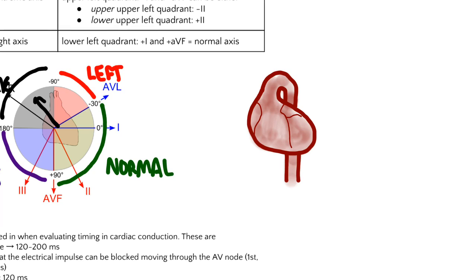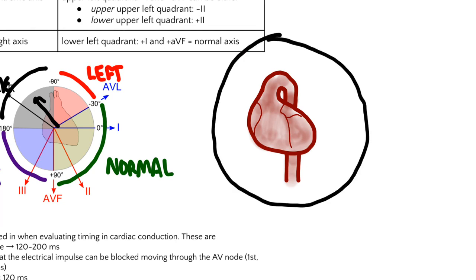So I've drawn a picture of a heart here, and we're going to draw that circle around it, and then let's position the leads about where they look to the heart. So the first one we'll put is AVF, and AVF stands for augmented vector foot, because it's looking from the foot, and it looks over there. Lead 1 tends to look from over here.